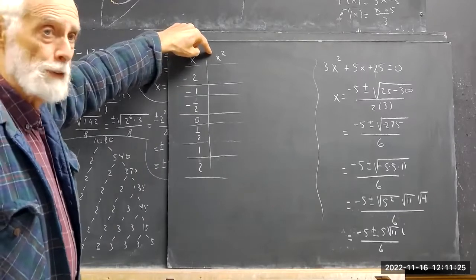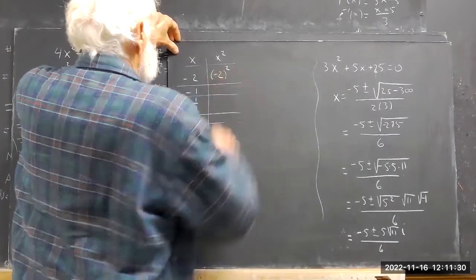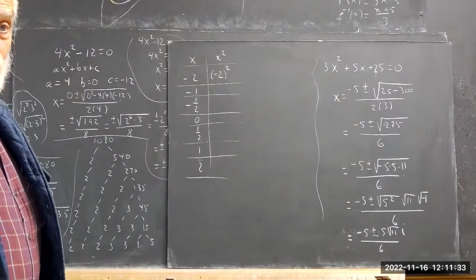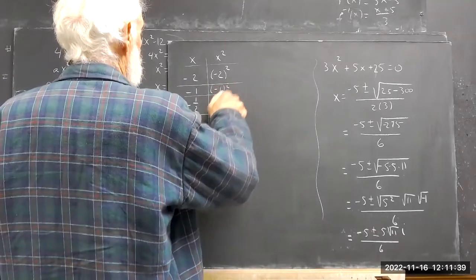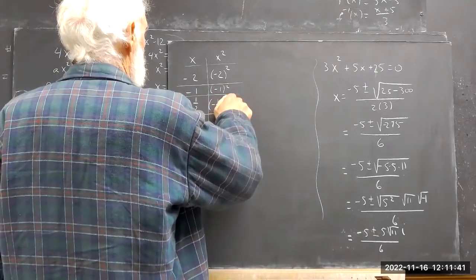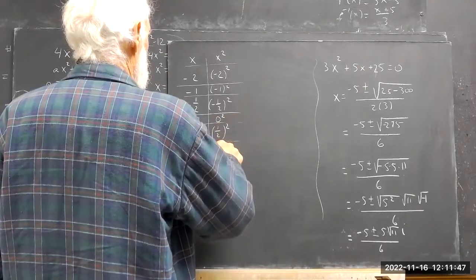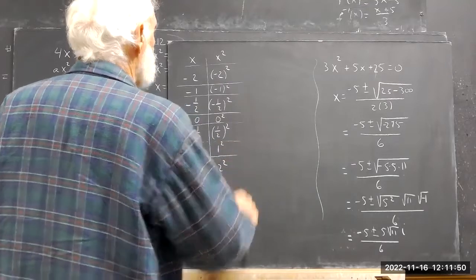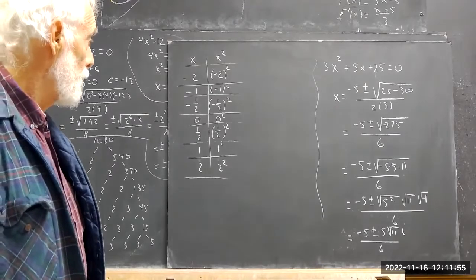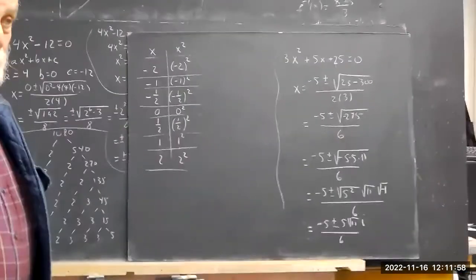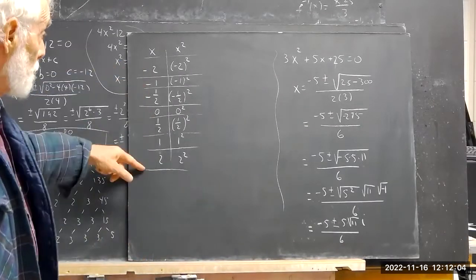Negative 2. x squared. Well, that would be negative 2 squared, right? So we write that down. And I'm going to write that down for every number. Okay, so that's where we start. Write out literally what we do with this number to get x squared.